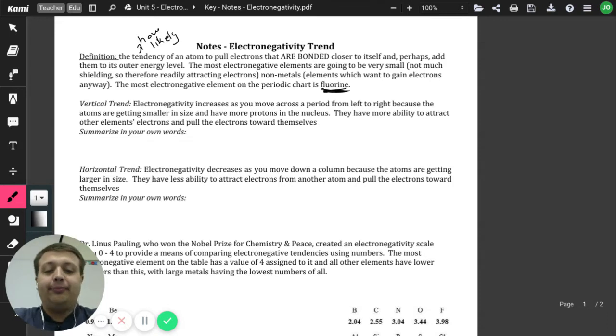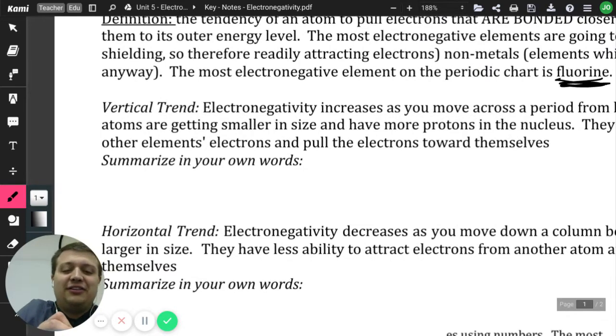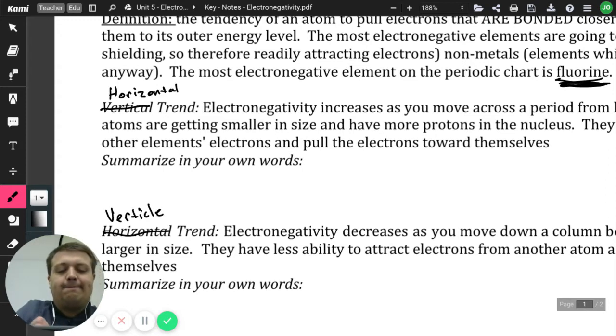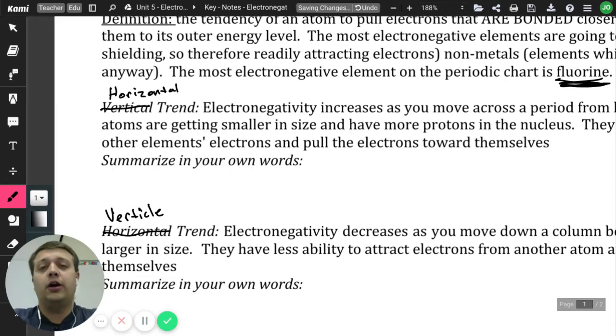Again, your vertical trend. If we're talking about electronegativity, our vertical trend is that electronegativity is going to decrease as we move down the periodic table. Now, if you look, we accidentally flipped these trends. So this should actually say the horizontal trend, and this should say the vertical trend. We'll have those fixed on your notes.